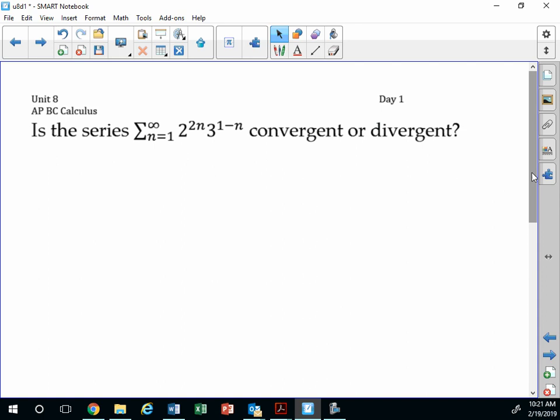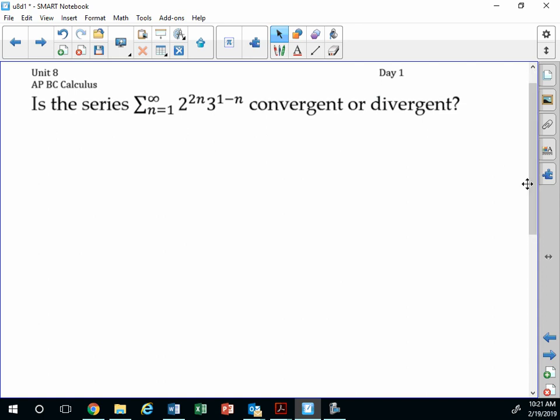This one. Is this series convergent or divergent? Here's what I'm going to tell you. I want you to figure out if you know a way to rewrite this problem.